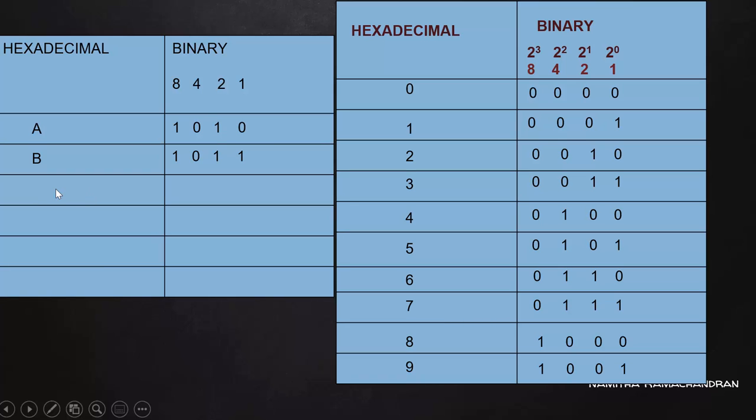12 is represented in hexadecimal with symbol capital C. So 12 means 8 plus 4 is 12. So 1100. Okay, then D. 13 is represented with letter D. The D 13 is obtained like this. That is 8 plus 4 is 12, 12 plus 1 is 13. That is 1101. Next is 14.